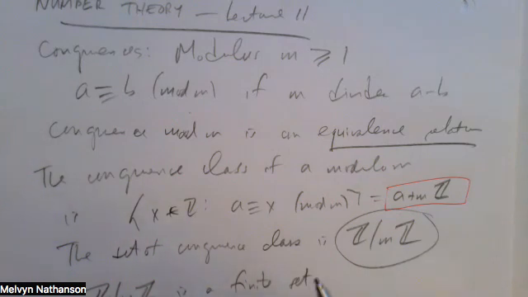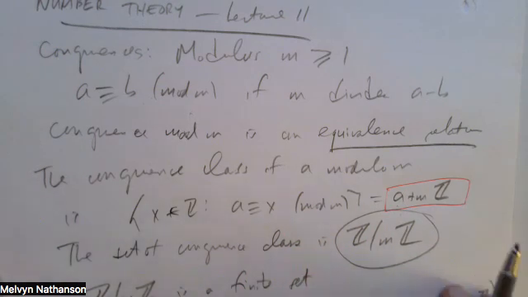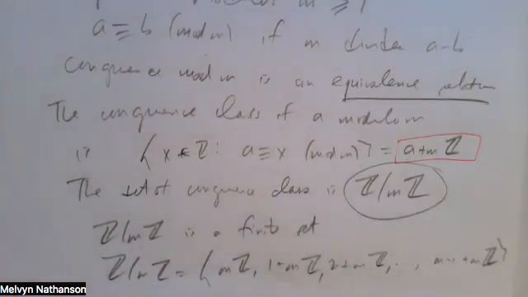And in fact, it can be written as just the set of congruence classes for only those A's between 0 and m minus 1. Z mod mZ consists of the multiples of m, the congruence class of 0, 1 plus mZ, 2 plus mZ, up to m minus 1 plus mZ. Right? So this is all review. This is what we talked about at some length last week.